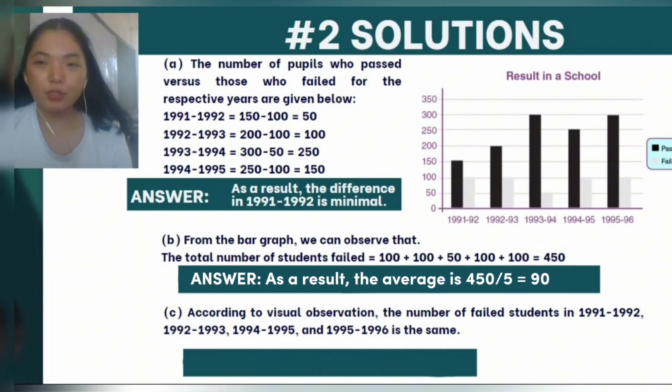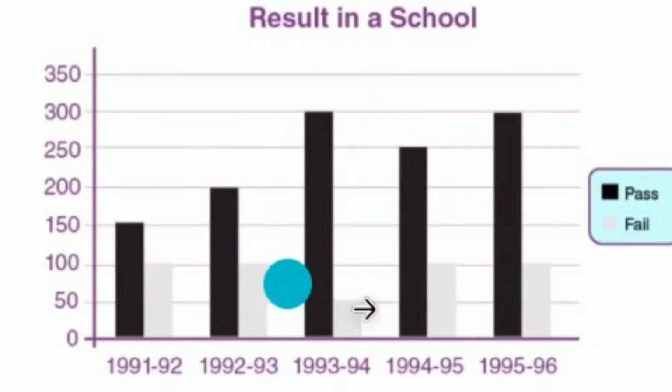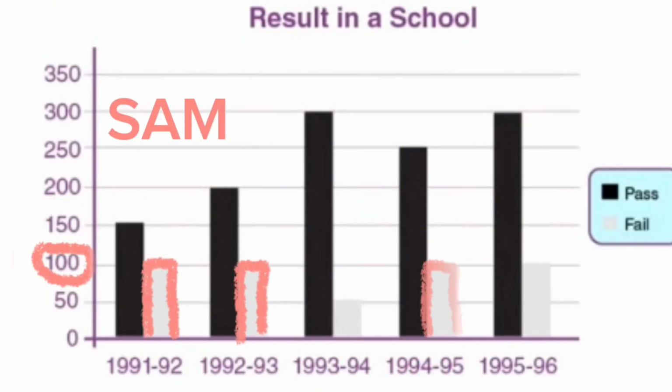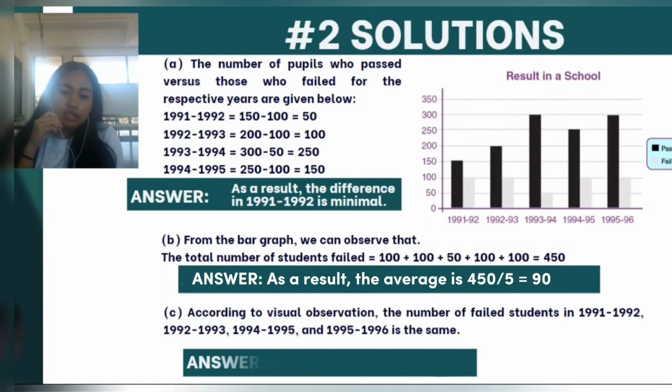For the number 2 solution, letter C, according to our visual observation here, the number of students who failed is the same in the year 1992 to 1993, the year 1994 to 1995, and the year 1995 to 1996. As a result, in letter C, the answer is 4.